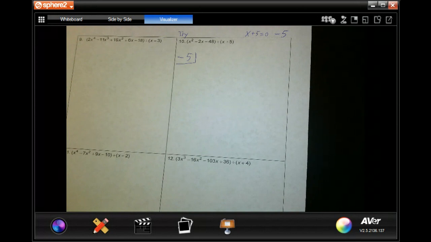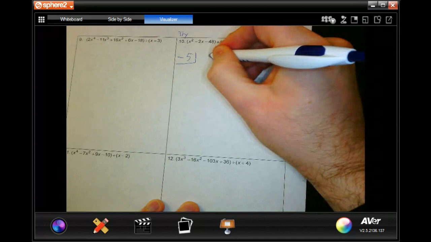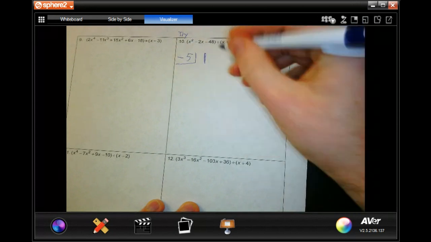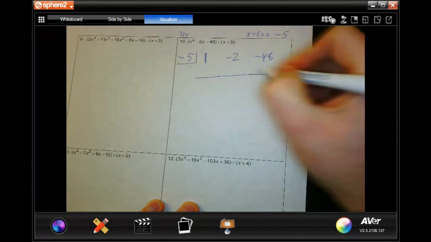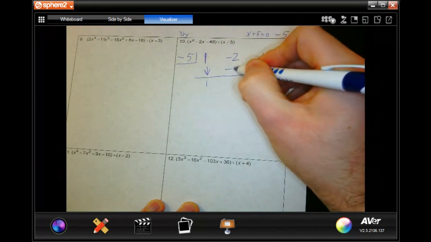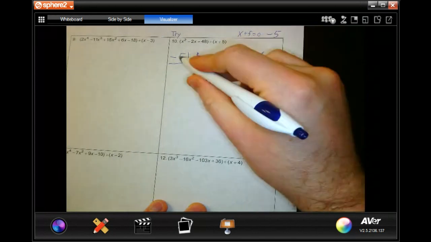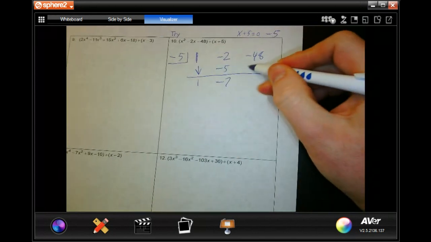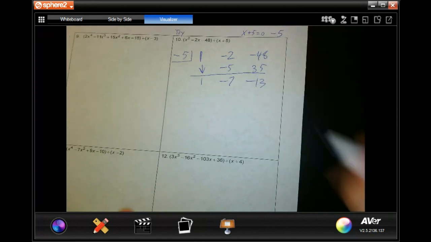Not the dividend. Okay, yeah, let's do this. Eyes on the screen here. Okay, your coefficients are 1, -2, and -48. You're going to drop the 1 down. 1 times -5 is -5. You add negative to get -7. -7 times -5 is a +35. So you have -13. Okay, we're out of numbers, so we have a remainder here.